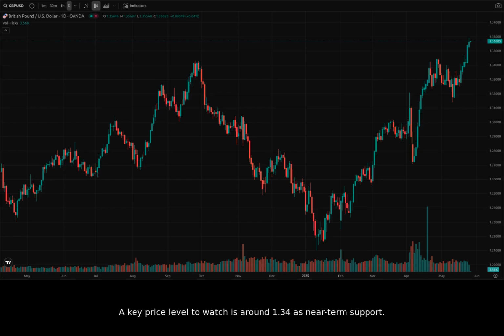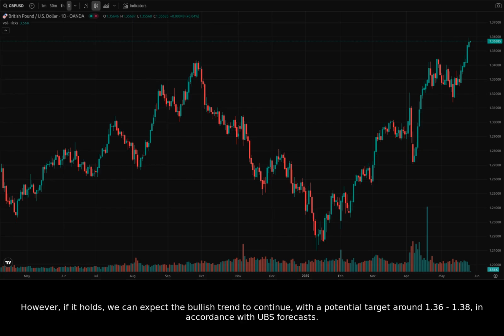A key price level to watch is around 1.34 as near-term support. If price breaks below this level, we could see further downside. However, if it holds, we can expect the bullish trend to continue, with a potential target around 1.36 to 1.38, in accordance with UBS forecasts.